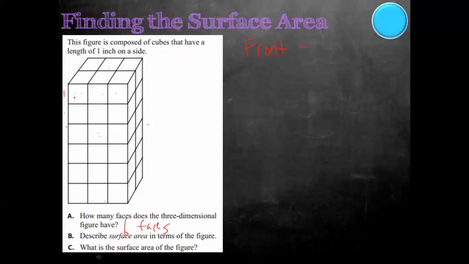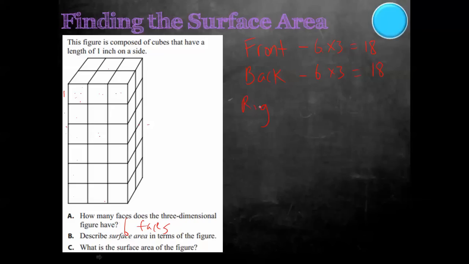The front then we can count, right? 1, 2, 3, 4, 5, 6. It's 6 high, and then 1, 2, 3, and then 3 is our width. So we're going to take 6 times 3, which is 18. Okay, now we know the back is exactly the same. So we're going to take 6 times 3, which is 18.